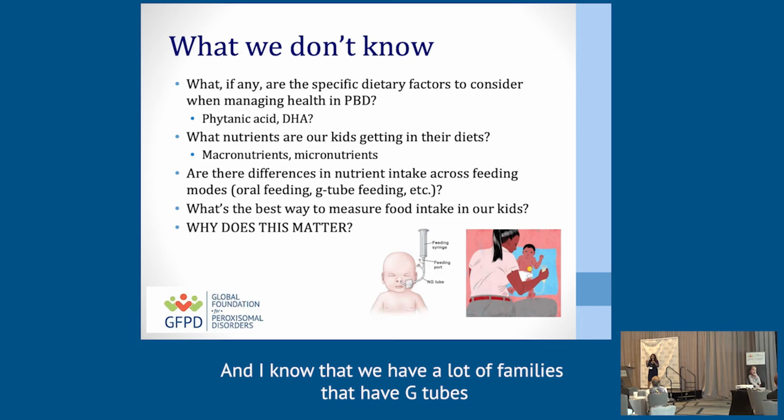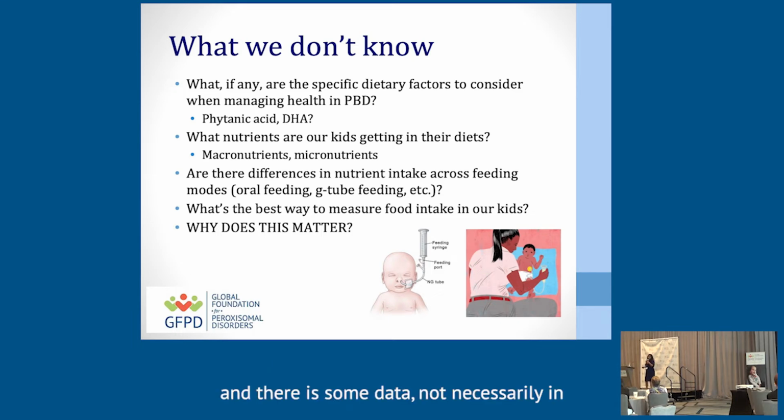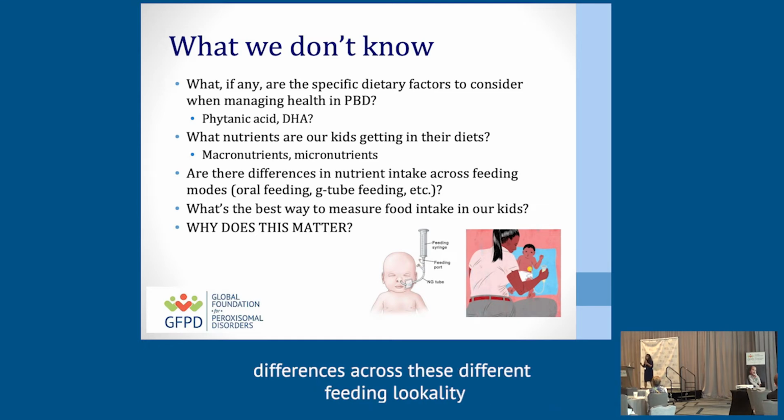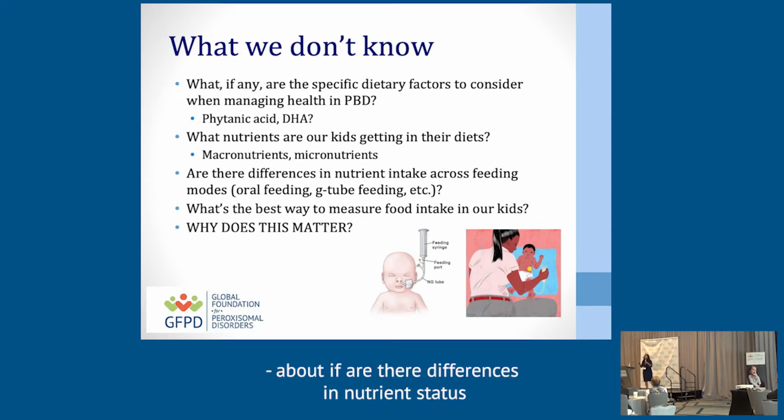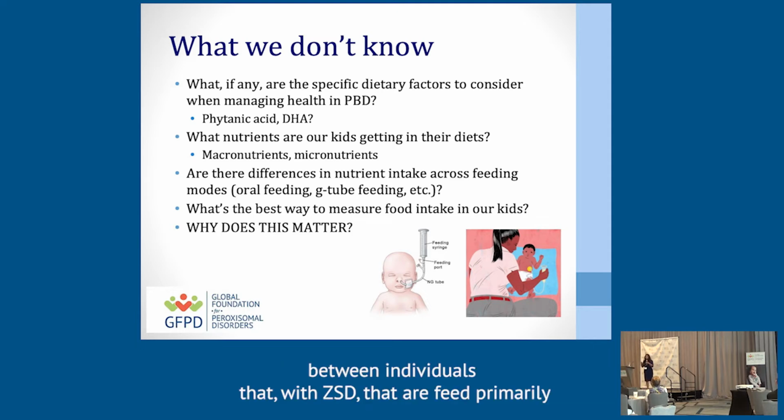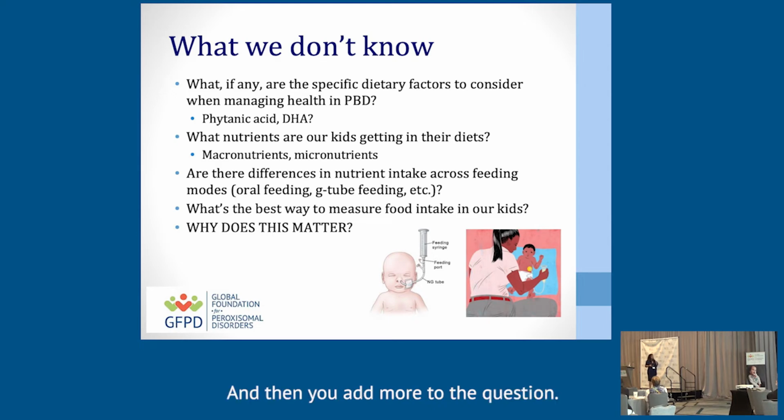I know that we have a lot of families that have G-tubes, and there is some data, not necessarily in ZSD but in other circumstances where a G-tube is necessary, that has shown differences across these different feeding modalities in nutrient intake and nutrient status. So that was another question I had. Are there differences in nutrient status between individuals with ZSD that are fed primarily orally versus individuals that are tube fed?